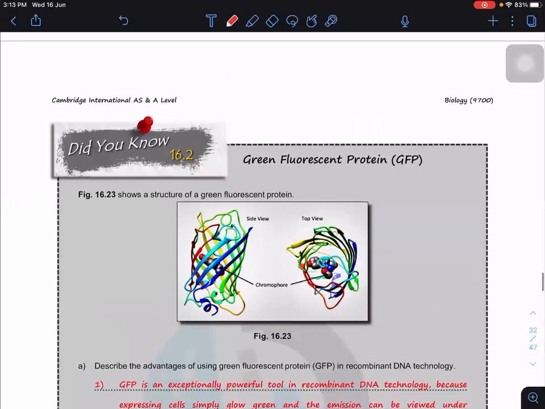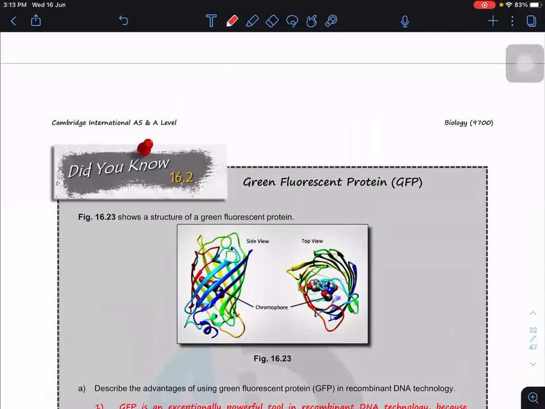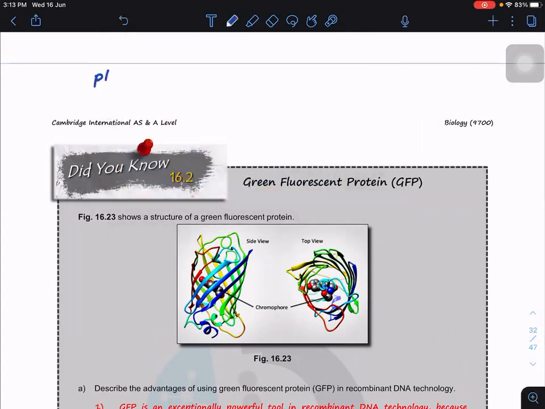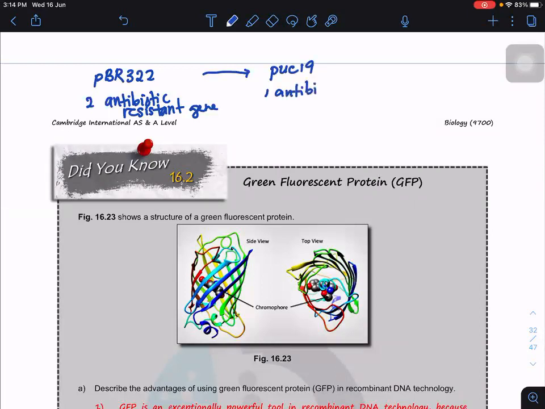Okay, now the idea here, if you look at the change, you realize that we start with the pBR322 plasmid, which consists of 2 antibiotic resistant genes. Then we make a newer version, pUC19, which only consists of 1 antibiotic resistant gene.